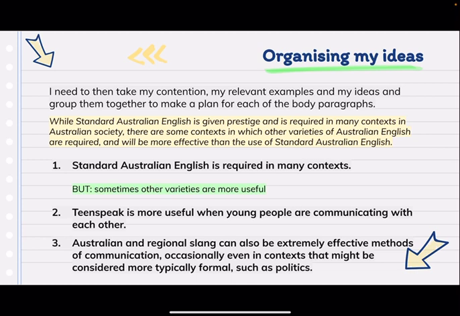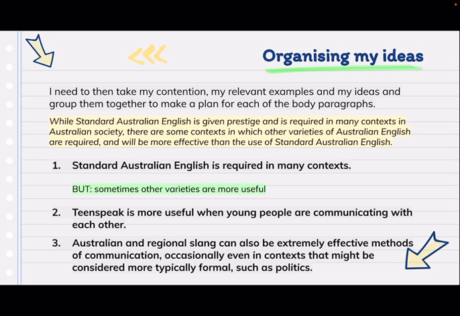All right, so now we're on to organising our ideas. You need to take your contention, your relevant examples, and your ideas and group them together to make a plan for each of the body paragraphs. I've got my contention highlighted at the top there so I can keep referring back to that and making sure that the ideas that I'm putting down are actually relevant to my contention.